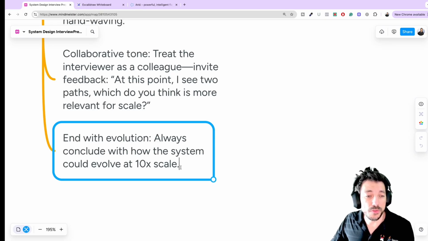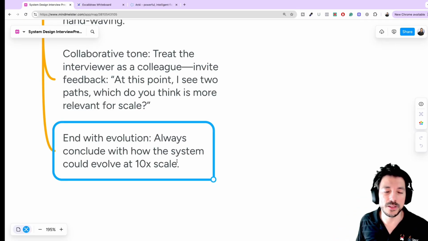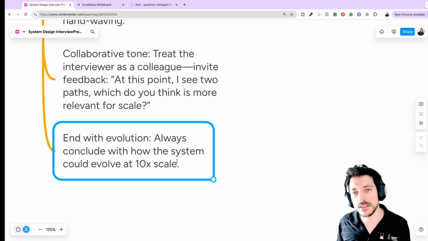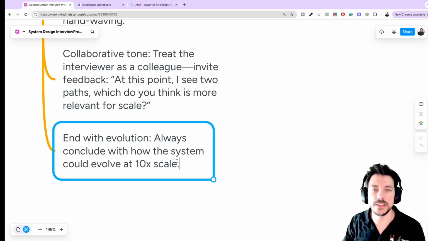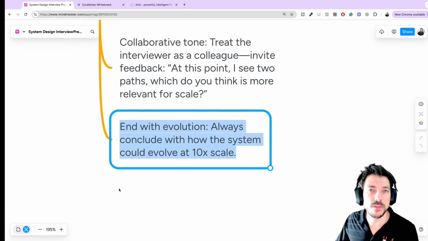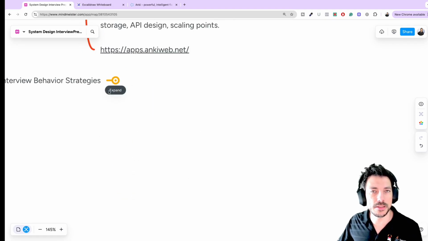If you know how to evolve the system at the next scale, tell it at the end of the interview. Say, hey, interviewer, this is the first version of the system, but if we wanted to scale the system 10x, we would do this. We would follow this strategy, right? Because if you end like that, it shows that you know how to scale a system, and they want to see if you know how to scale microservices, right? So that's an extra point for you during a system design interview.